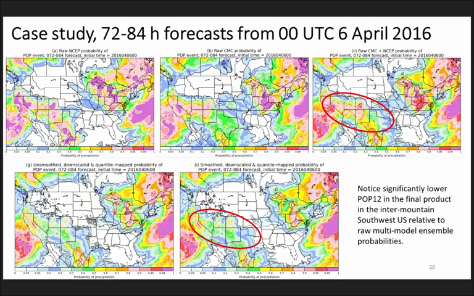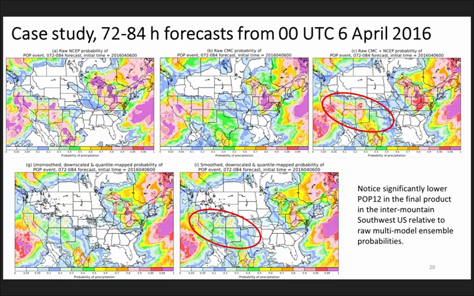Okay, the top panels are the raw ensembles. So panel A on the left is the NCEP ensemble and its pop forecast. Center is the Canadian ensemble, and when you combine those two, you get a multi-model ensemble pop. And let's focus on that area in the red because that's where the most significant changes go on. The lower left-hand panel is the unsmoothed forecast, and let's compare that to the smoothed forecast.